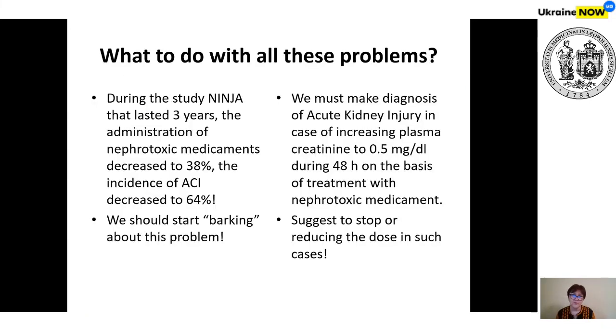What to do with all these problems? During the study NINDA, which lasted 3 years, the administration of nephrotoxic medicaments decreased by 38%. The incidence of acute kidney injury decreased by 64%. Maybe you should start thinking about this problem. We must make a diagnosis of acute kidney injury in case of an increase in plasma creatinine of 0.5 mg per deciliter during 48 hours on the basis of treatment with a nephrotoxic medicament, and suggest stopping it or reducing the dose in such cases.